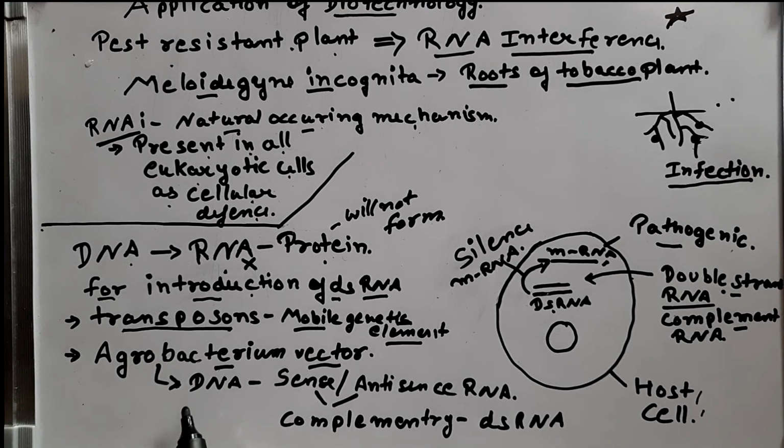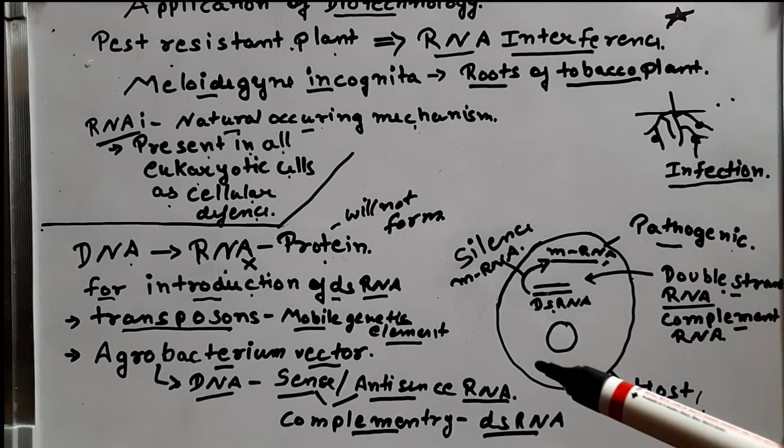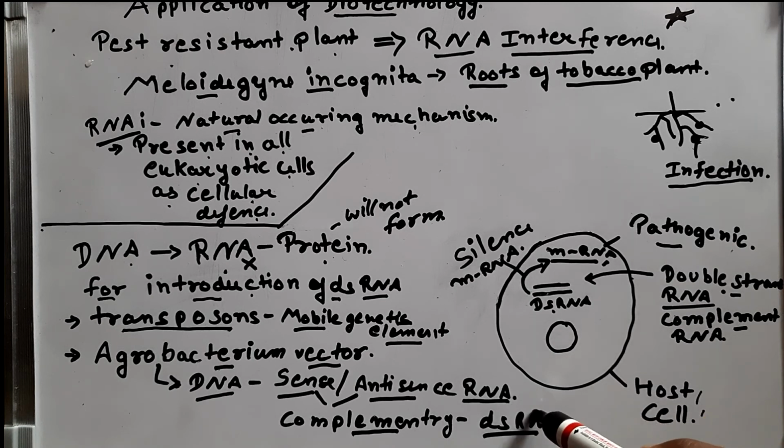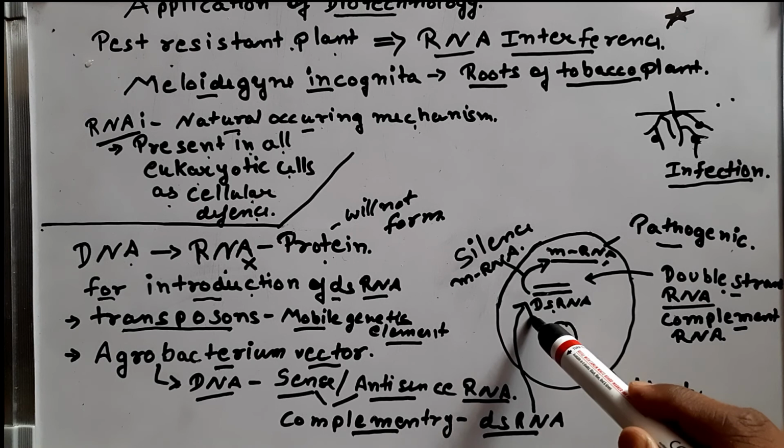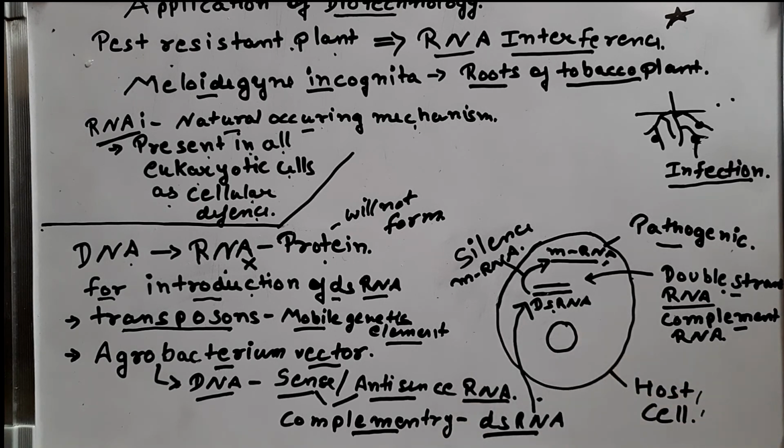In plants, the Agrobacterium vector helps to introduce DNA which produces two types of RNA, sense RNA and antisense RNA. Due to the complementarity of sense and antisense RNA, they form double-stranded RNA, and this double-stranded RNA is responsible for the silencing of the mRNA. Due to this, the pathogen does not cause any infection in the host or the plant. With the help of this, we can increase the production of crops.